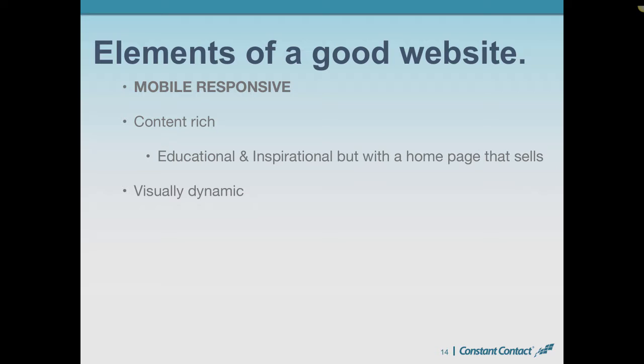Websites should be visually dynamic. We don't expect to see a lot of text. We expect to see good imagery. And if there's a lot of text, people will leave. We don't like to read things in depth, especially on a screen. So if you have a lot of written information you want to put on your website, don't put it on your home page.